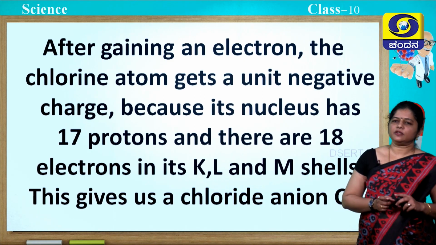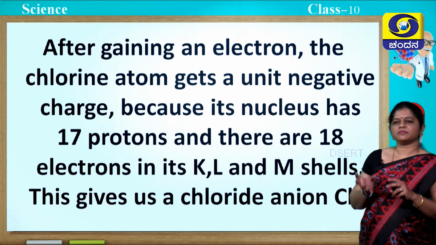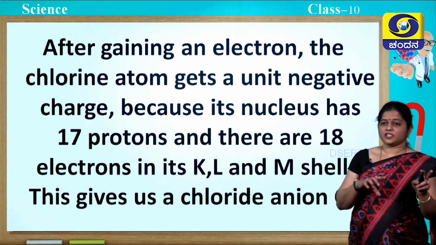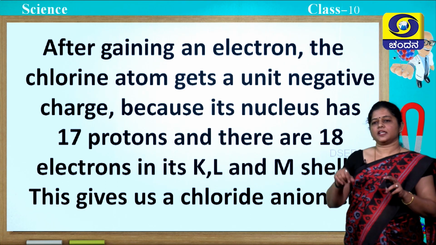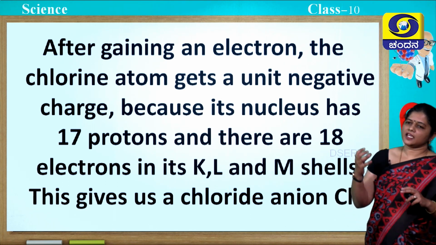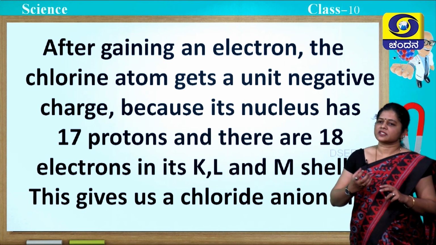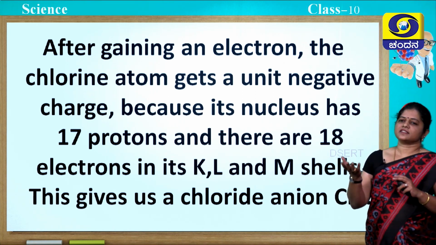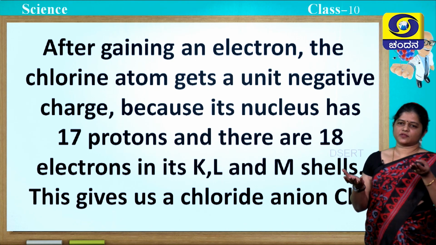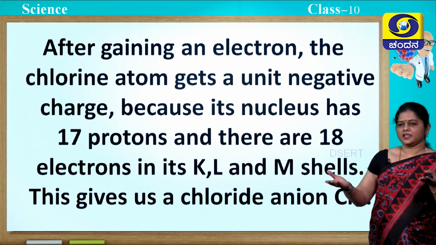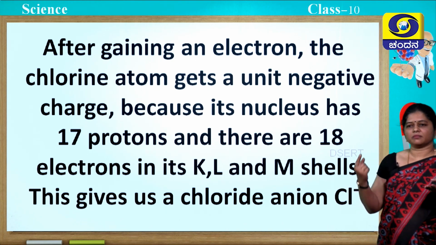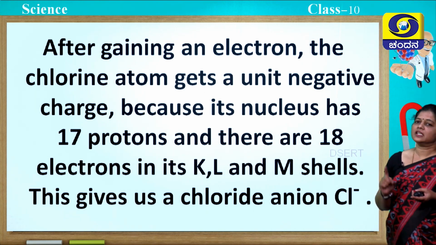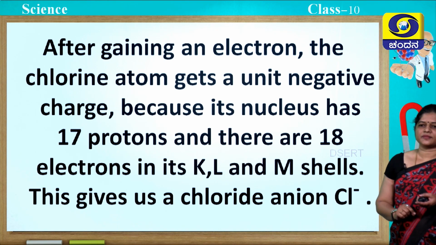After gaining one electron, the chlorine atom gets a negative charge because its nucleus has got 17 protons and there are 18 electrons, because it has taken up the electron that was given away by the sodium. So, the net negative charge has increased more than the positive. So, 17 plus and 18 minus will give 1 minus. So, the chlorine becomes a chloride anion, Cl minus.